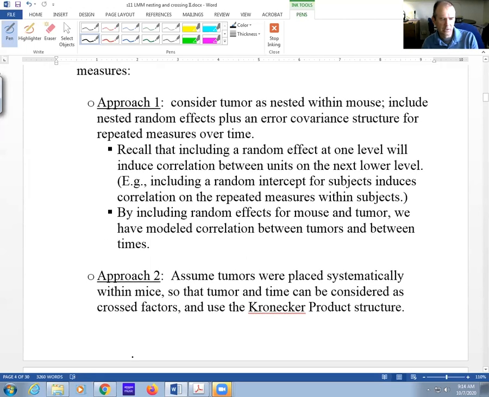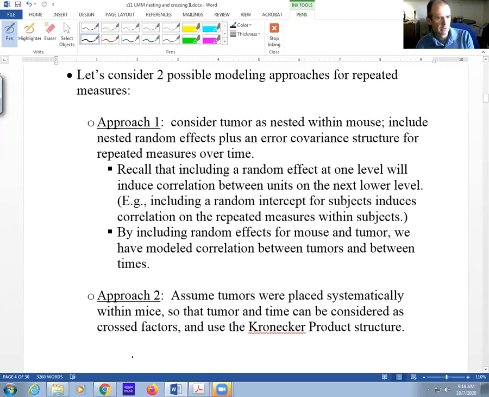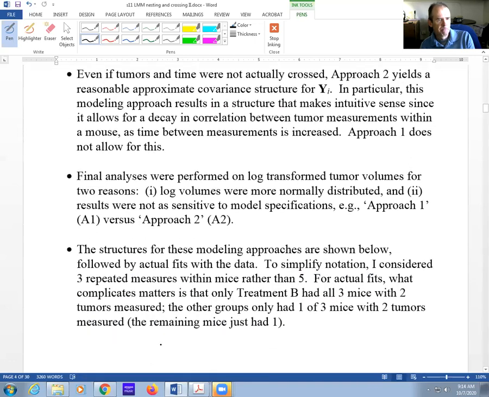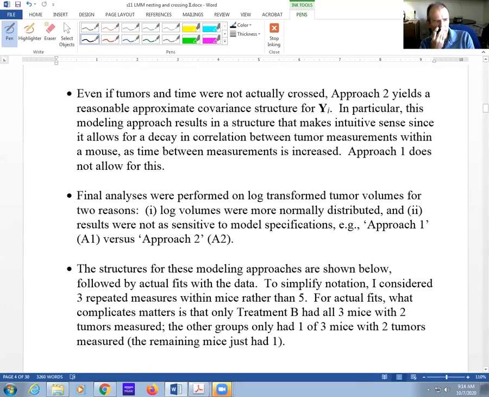Approach 2 is where we assume that tumors were placed systematically within mice, so that tumor and time can be considered crossed factors. And we can use the Kronecker product structure in that case. Okay, so we have two main approaches here to analyze the data. But what I'm going to actually show you is that even if tumors and times were not crossed, approach 2 yields a reasonable covariance structure for Y, and I'll show that more in a little bit.